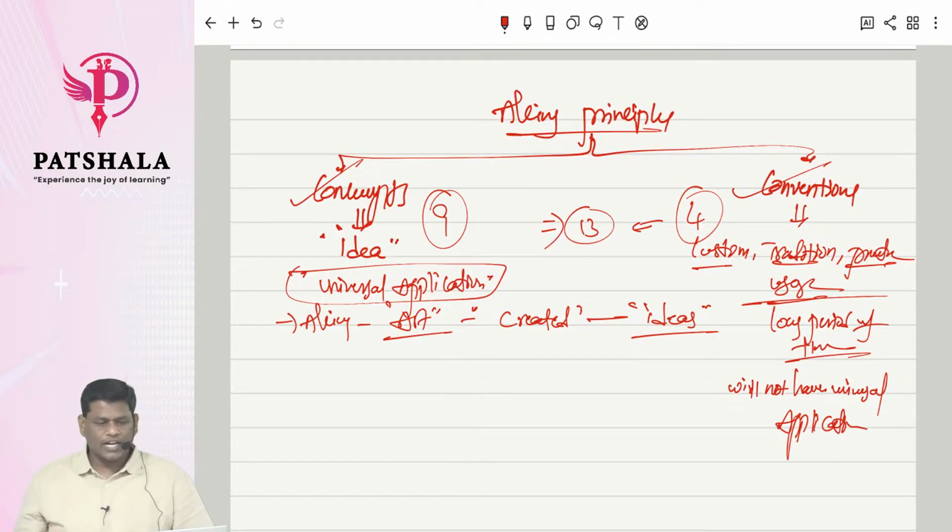Right in the middle of the page, write accounting principles. Divide that into 2: accounting concepts and accounting conventions.